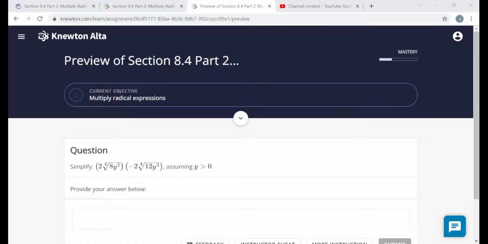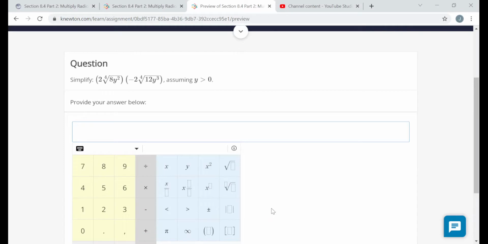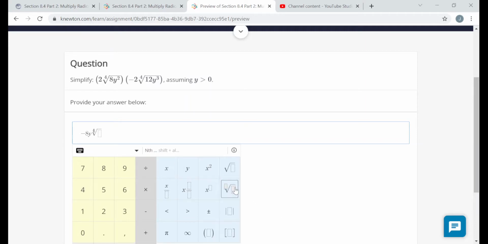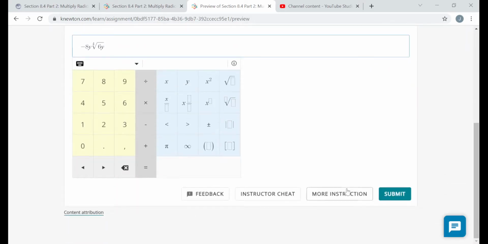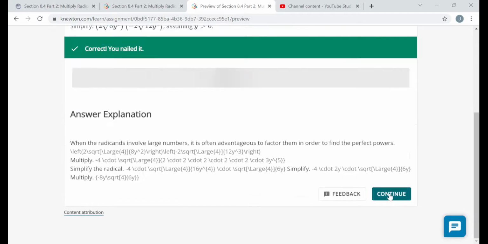All right, so that's what I'm going to enter. I'm going to enter negative 8y times the fourth root of 6y. Make sure that 6y is underneath the radical there. And that should be good.